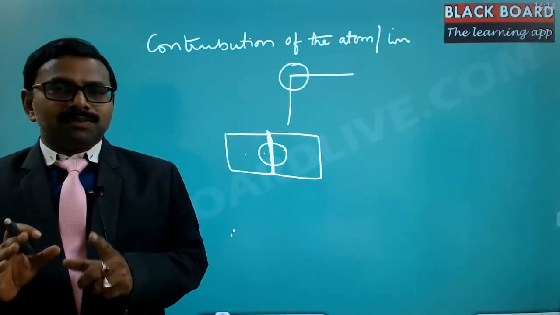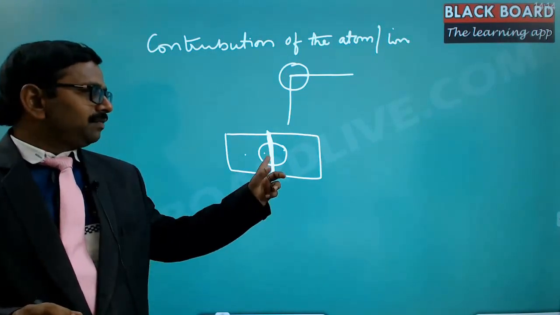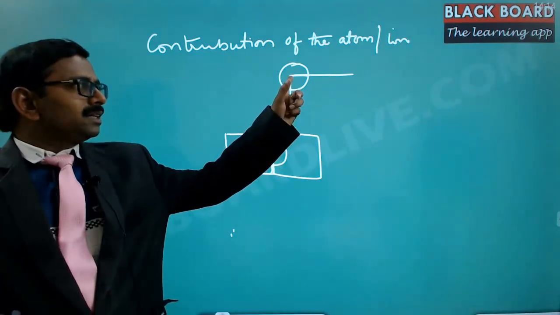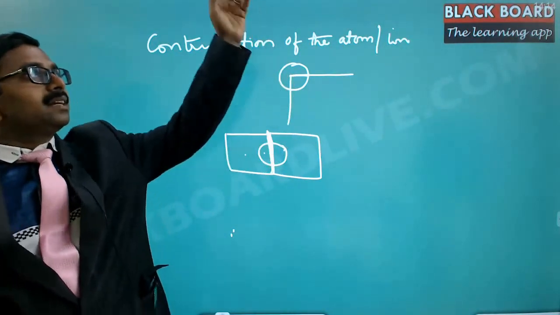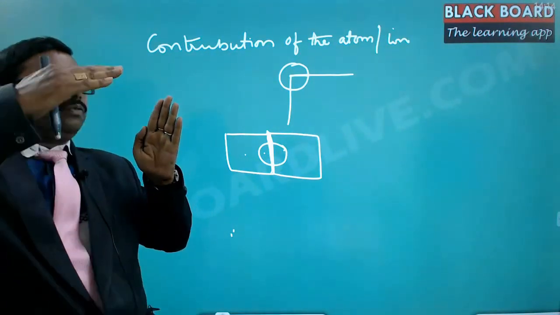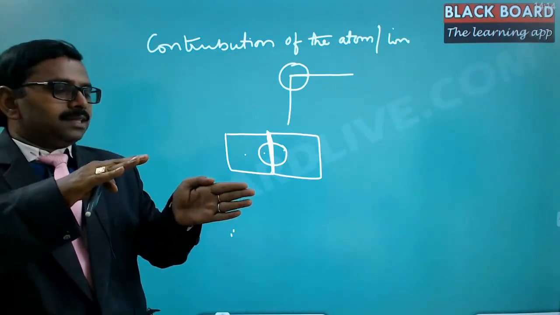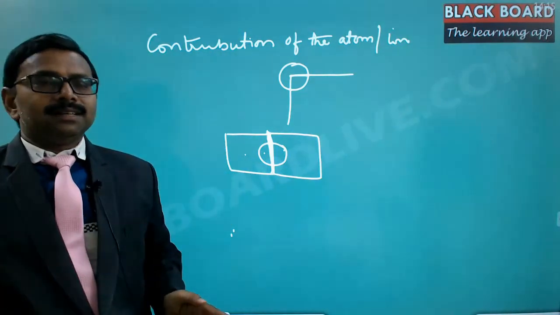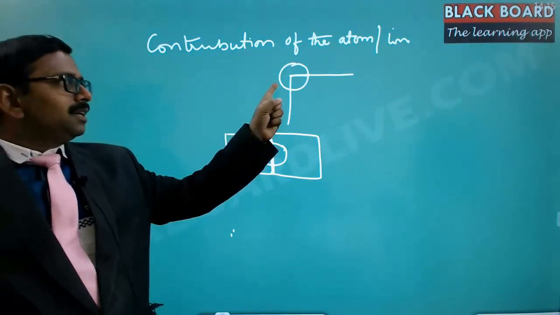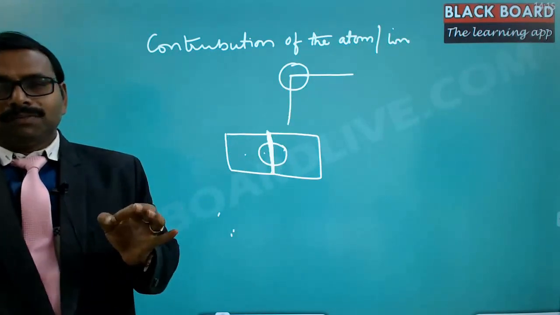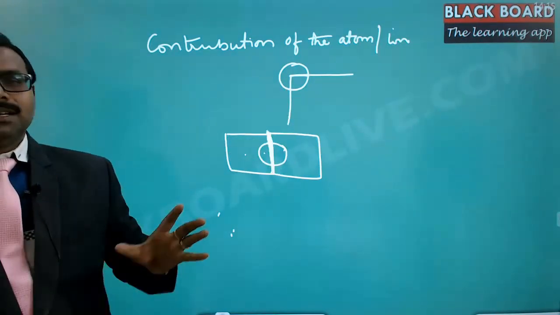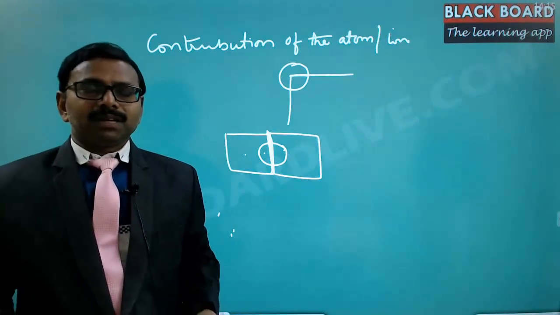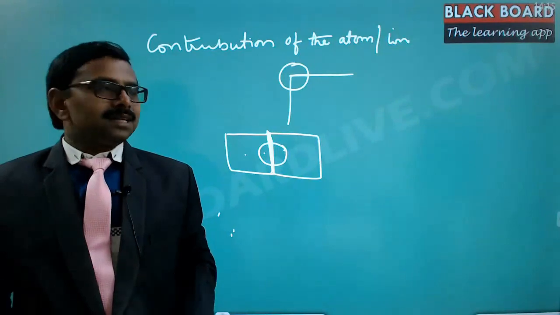If an atom is present in the body center, 100% belongs to that unit cell, so the contribution is 1. If an atom is present in the face center, the contribution is 1/2. If an atom is present in the edge center, where edge means 2 faces combined, this is one face, this is another face, this portion is called the edge center. Then only 1/4, that is 25%, will appear in the unit cell.